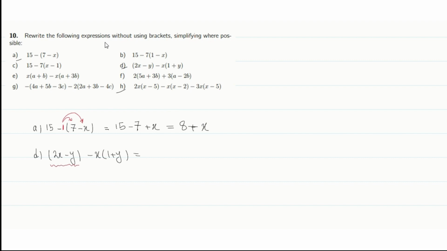No, because there is a 1 in front of it. It's not even a -1, so we just write it as it is. So it is 2x minus y. We just remove the bracket for this one.